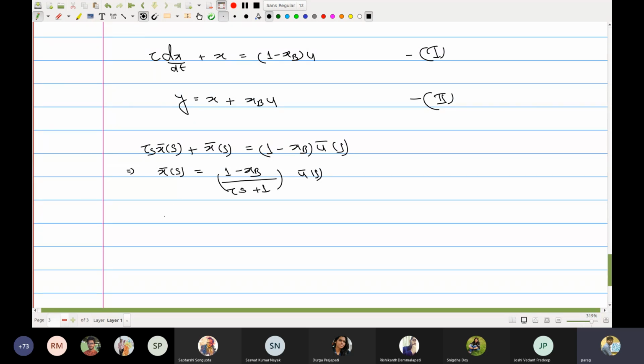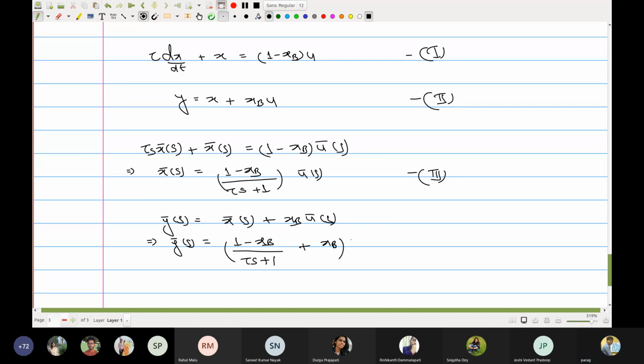And then from the second equation, so this is equation 3, y bar of s equals x bar of s plus xb u bar of s, which means that y bar of s would be 1 minus xb upon tau s plus 1 plus xb times u bar of s. Fine.